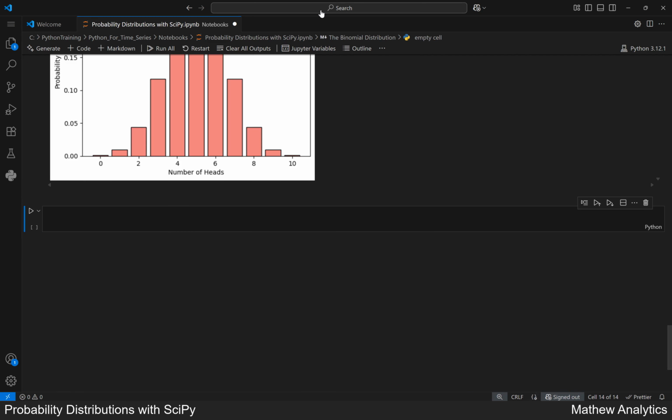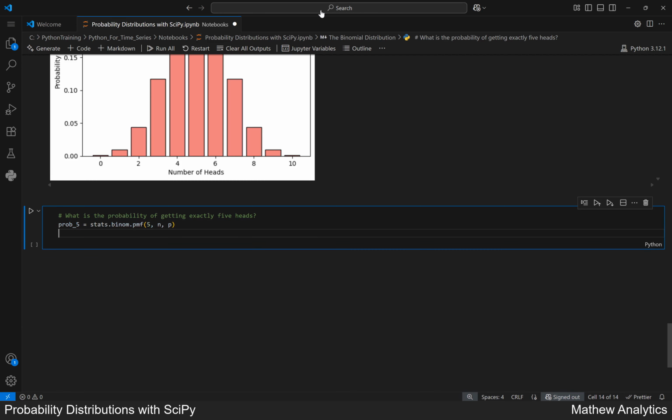Now, find the chance of getting exactly 5 heads in 10 flips. This computes the probability directly. Here is the result, rounded for readability. Running the cell now.